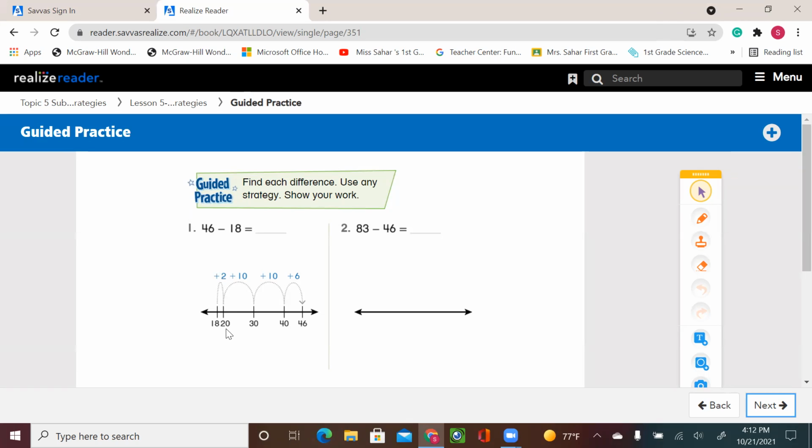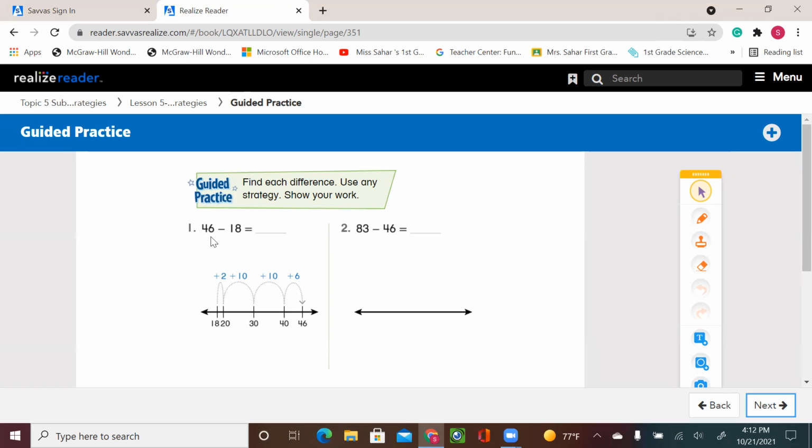Now I have 20, right? And then the number I'm taking away is 46. So I need to reach 40. So from 20 to 40, either one jump, which is 20, or two jumps of 10 each. So over here we have two jumps. First jump lands on 30, another 10, skipping by 10, one jump lands on 40. So now I have 2 ones and 2 tens.